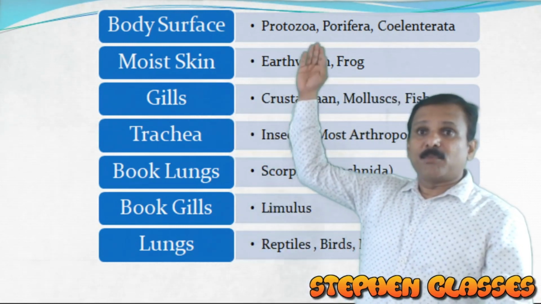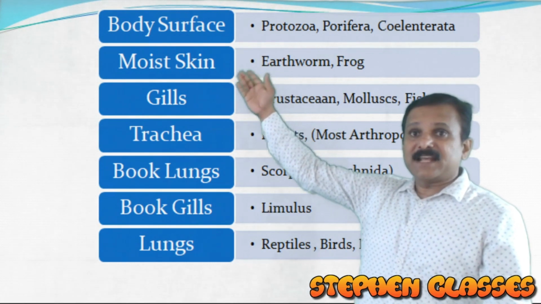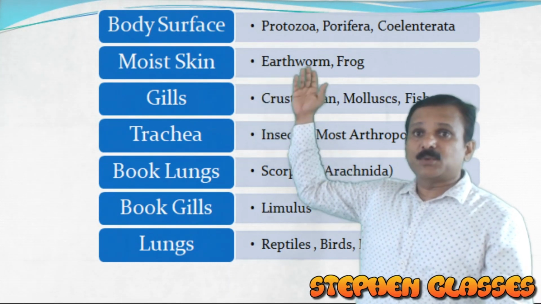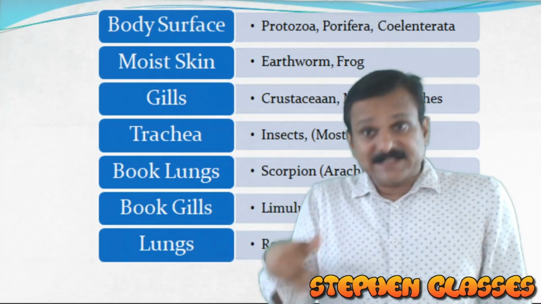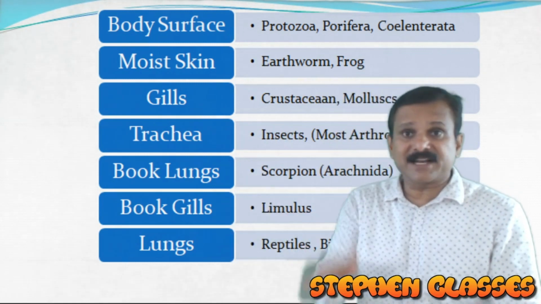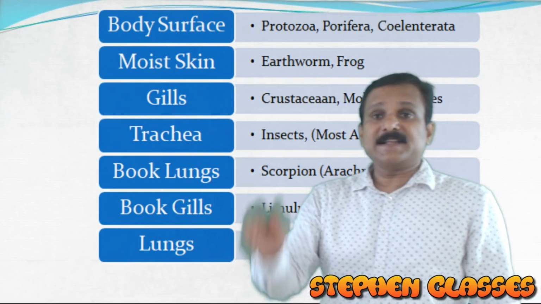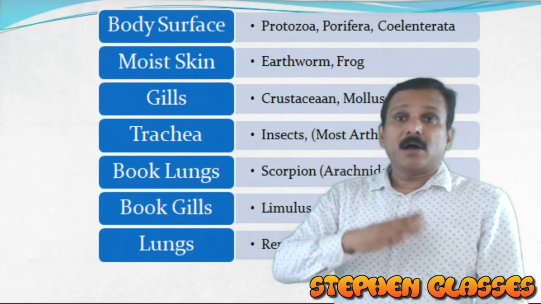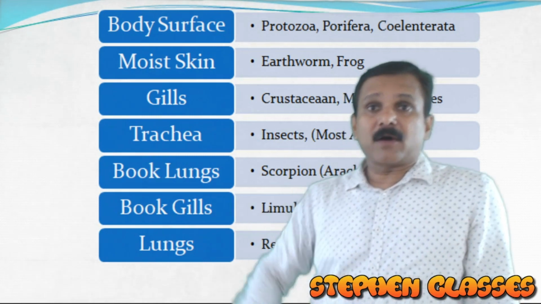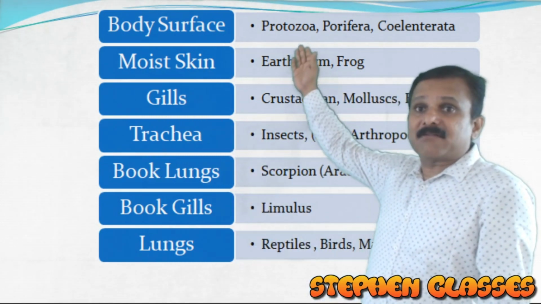Moist skin is used as a respiratory organ for earthworm and frog. Skin is a respiratory organ there. That is the indirect way of respiration. Whenever there is a respiratory organ involved, it is the indirect way of respiration. When there is no involvement of a respiratory organ, you can call it direct respiration.